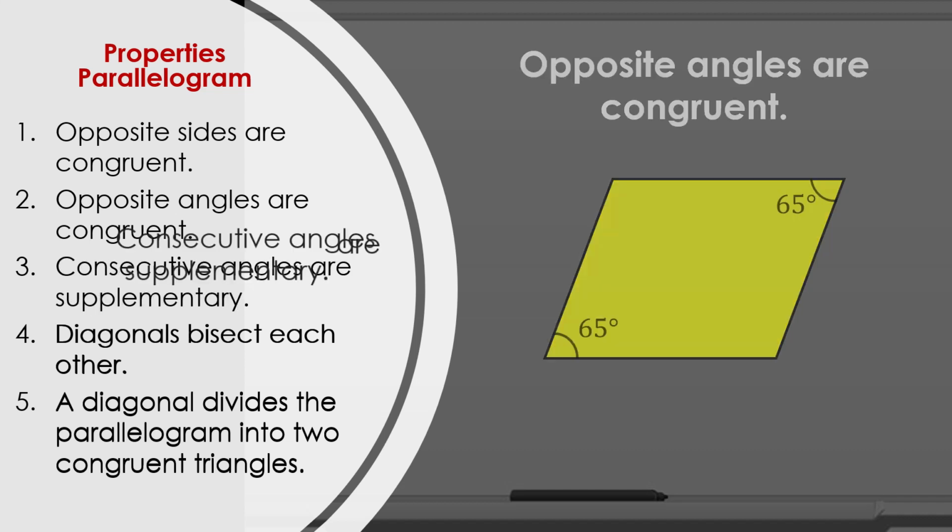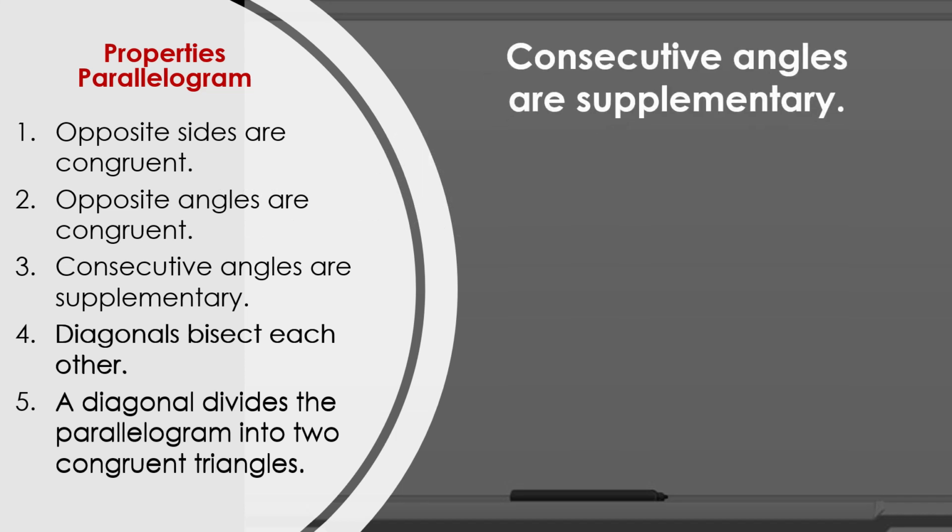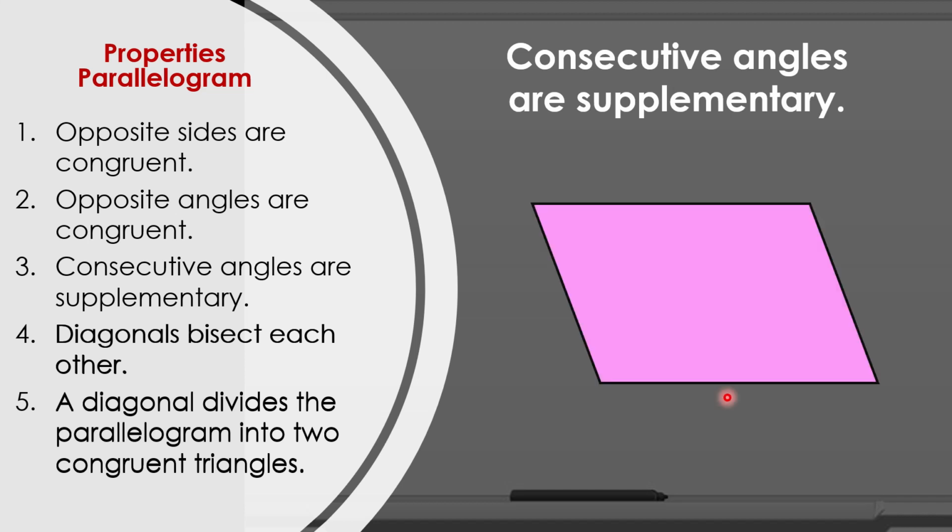Let us have the third one. Consecutive angles are supplementary. Remember that when we say consecutive angles, it means that the angles are next to each other. For example, this is the given angle. Then the consecutive angles of this one are the angles next to it. It's either this way or this way. So the consecutive angles of this one will be the angle here and the angle here. If the given angle is this one, then the consecutive angles of it are this one and the other one.